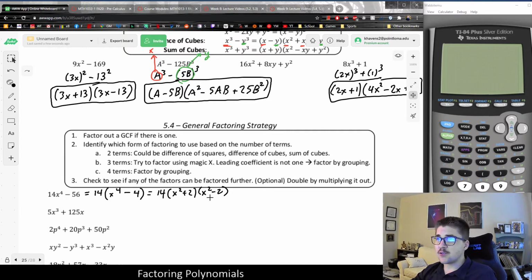And then going any further, looking at these components, this is a sum of squares. It's not going to be factored. That's always going to be prime. And then this one is a difference of x squared minus 2. Now, technically, there is a way to factor this using the square root of 2, but most of the time we would not be using irrational numbers. And so we're okay to leave it at that.